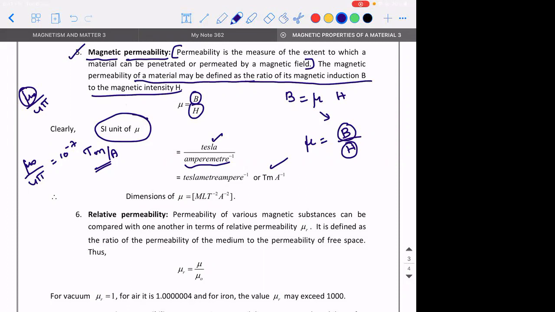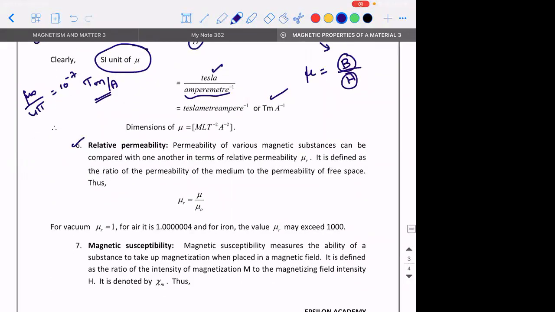Clear, guys? This is magnetic permeability. Now there is another concept called relative permeability. What is it? It is a comparison between two magnetic permeabilities.